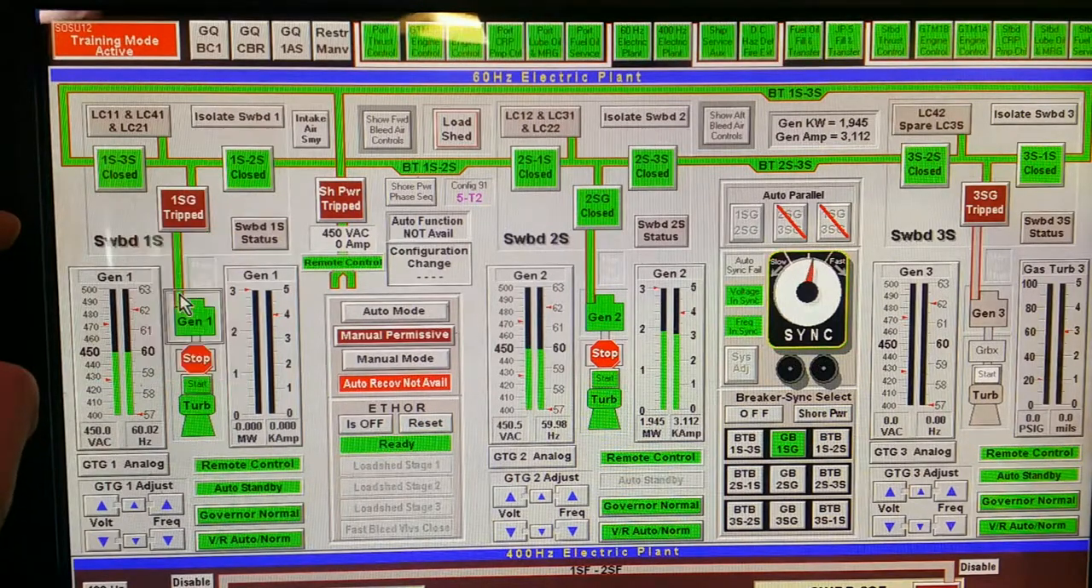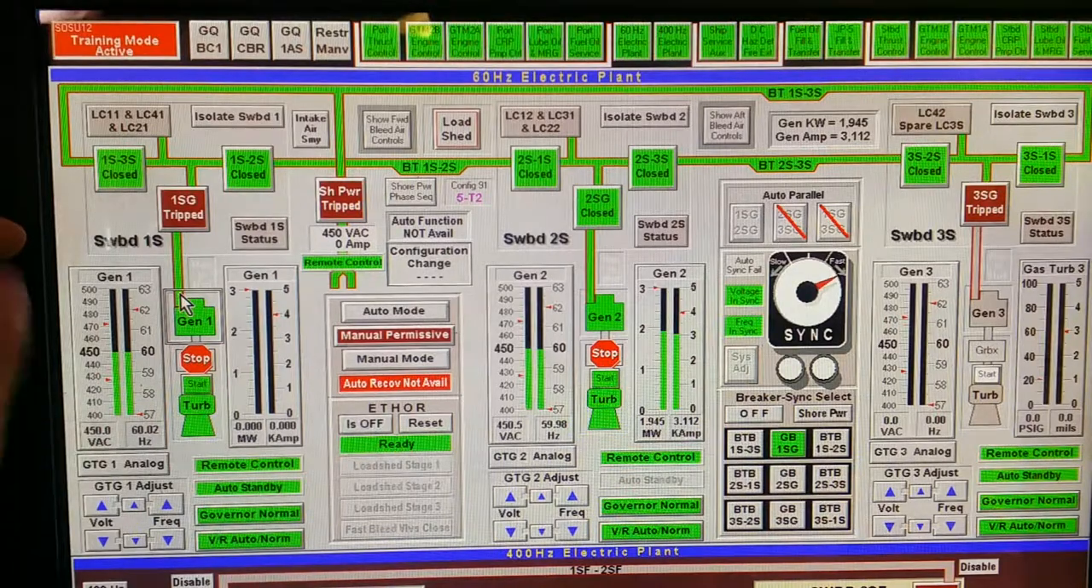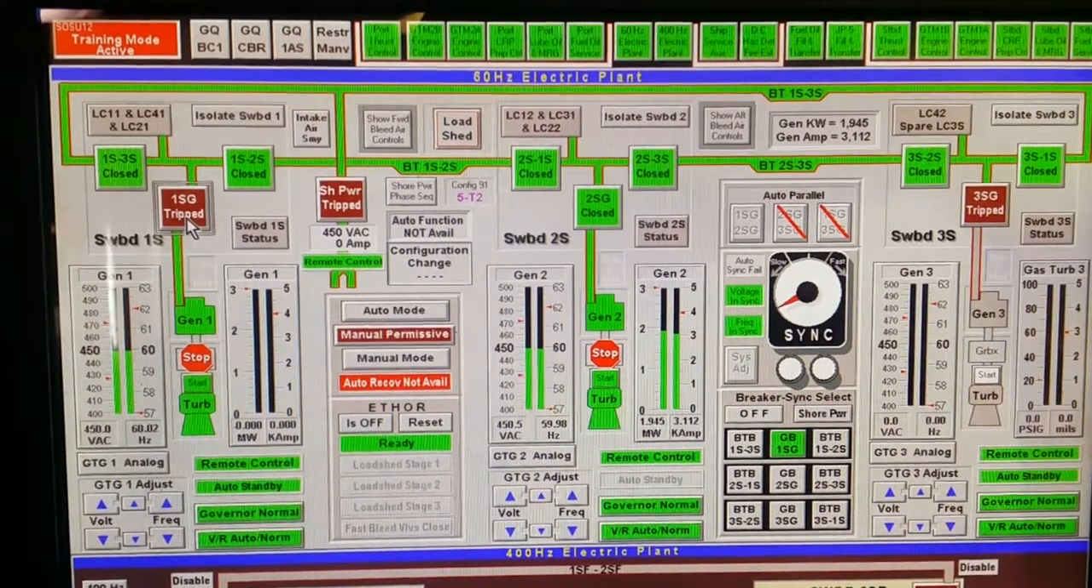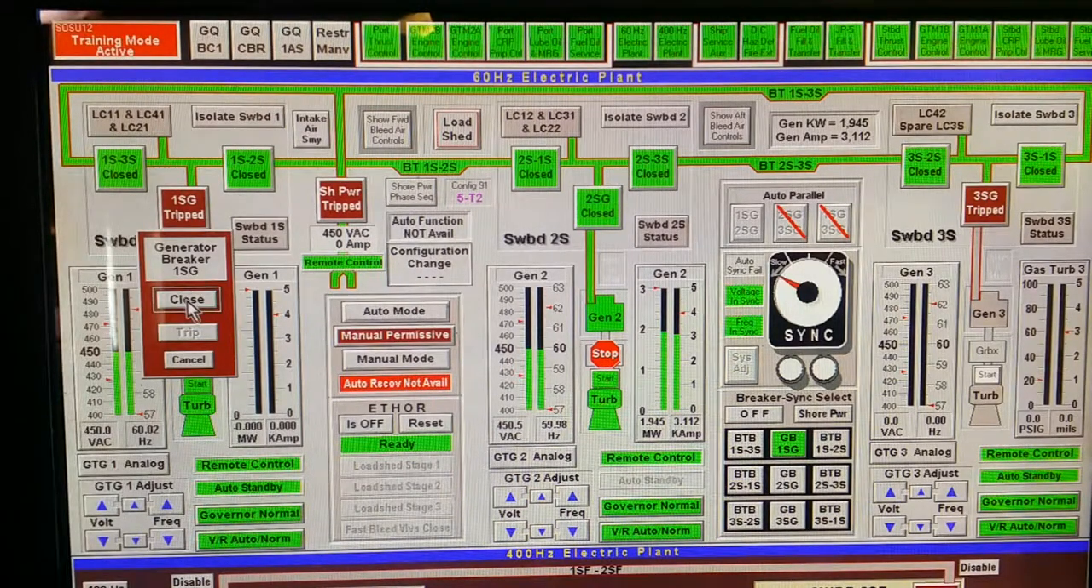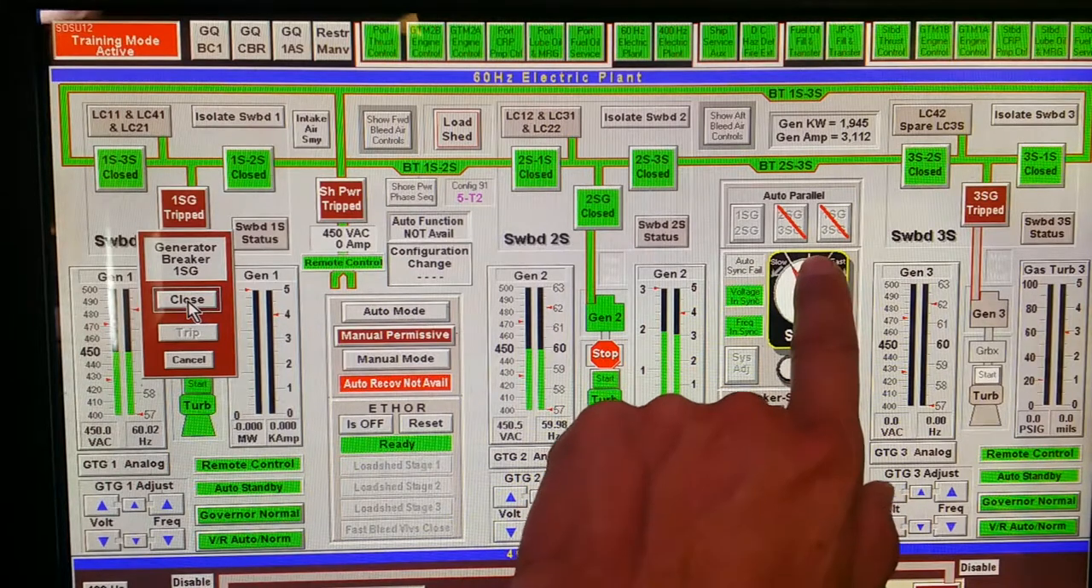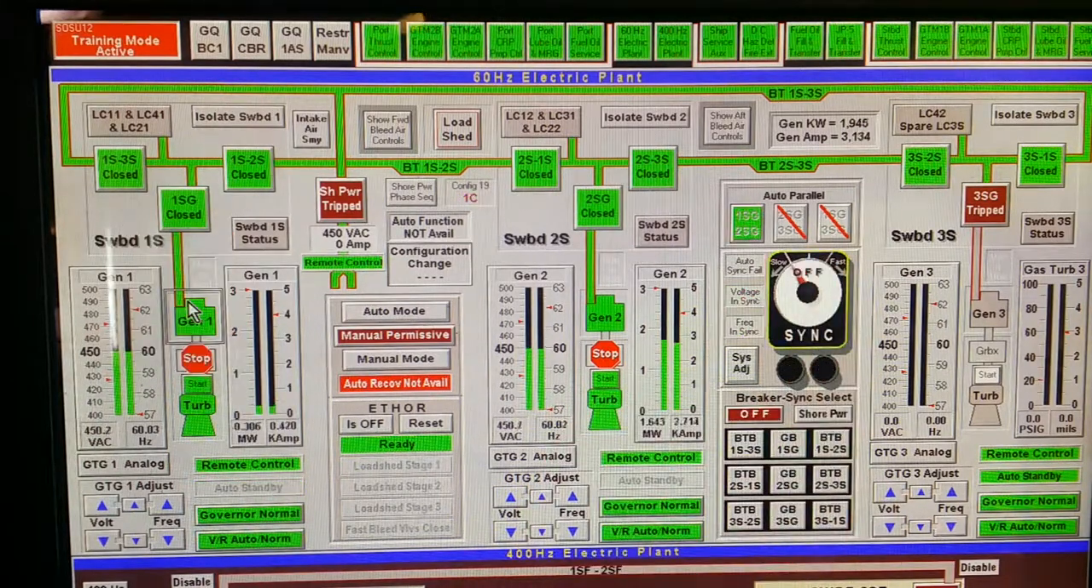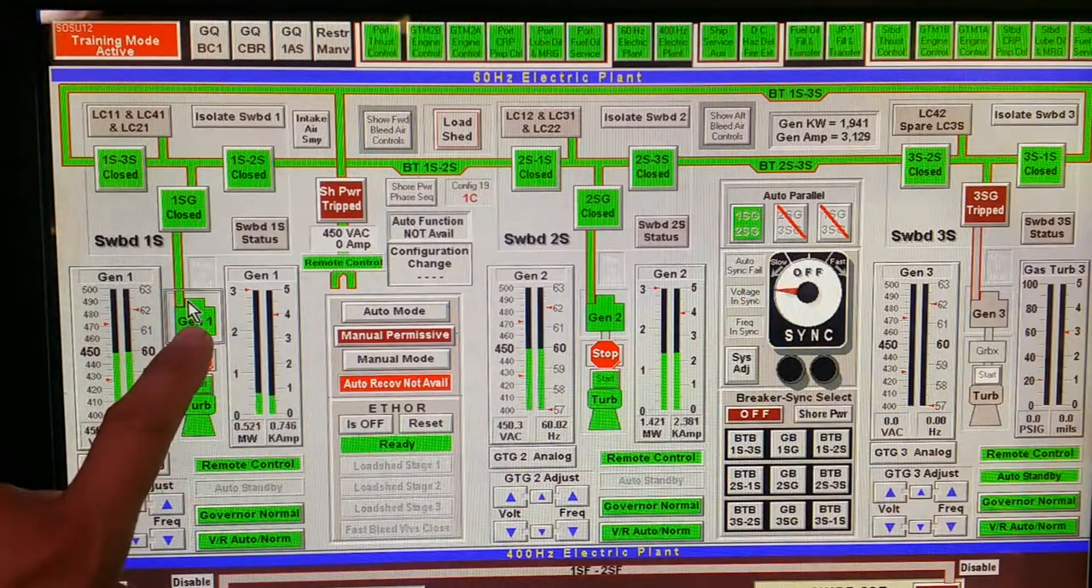I'm gonna choose this point right here, and I'm gonna say close. Oh, sure, it took me too long to do that. So I'm gonna see if I can have better luck the next time. There, I paused the video for a little bit, now I'm ready. And I commanded to close, and the generator breaker closed.